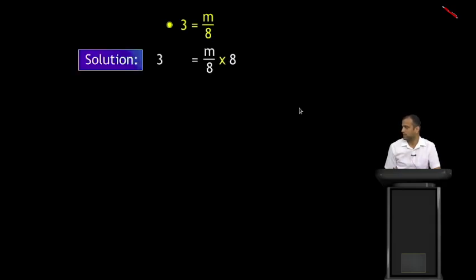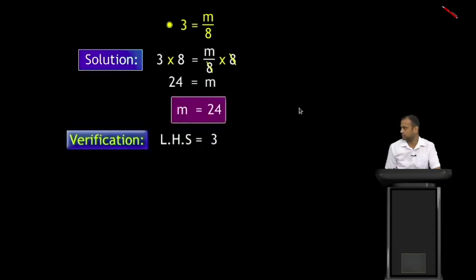3 equals m by 8. Now if we want to solve this equation, we have to remove 8. So what do we have to multiply? We have to multiply with 8 on both sides. So here we will get m equals 24, and this is the verification.